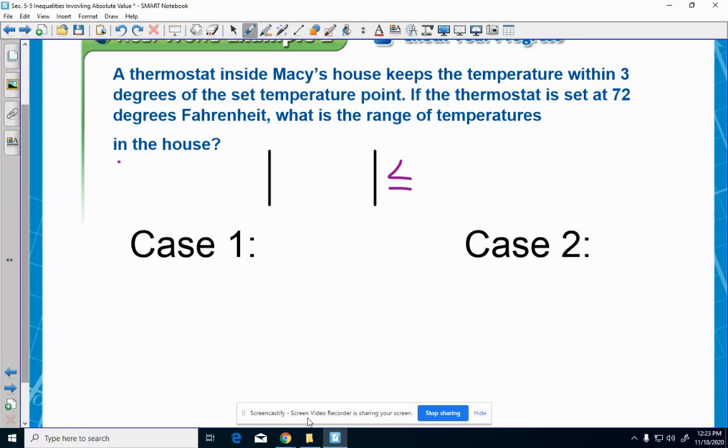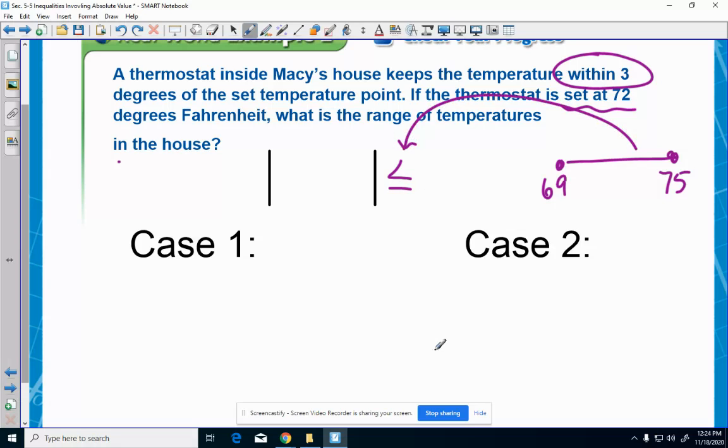What's that? Oh, the range of temperatures? Okay. Because it says right here that your thermostat will keep it within 3 degrees of whatever you set it at, it could get all the way up to 75, right? Or on the other side of things, it could drop 3 degrees, so it could drop all the way down to 69. So we said that's got to be an and statement because it includes both of those values and anything in between. That's where we came up with that.